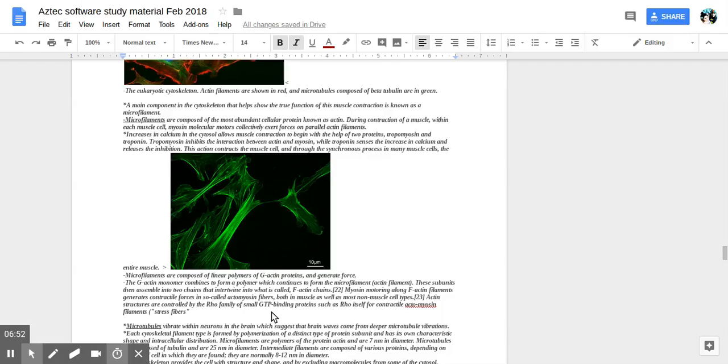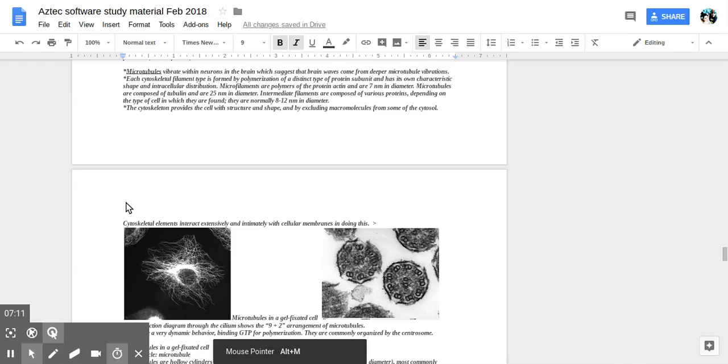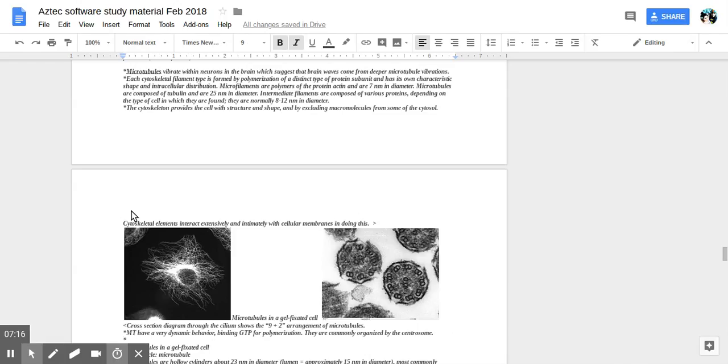Actin structures are controlled by the Rho family of small GTP-binding proteins, such as Rho itself, for contractile actomyosin filaments, also known as stress fibers. So they're helper proteins. Microtubules vibrate within neurons in the brain, which suggests that brain waves come from deeper microtubule vibrations.